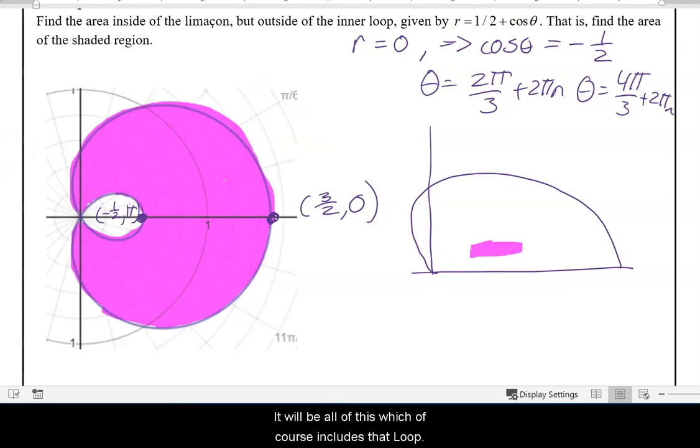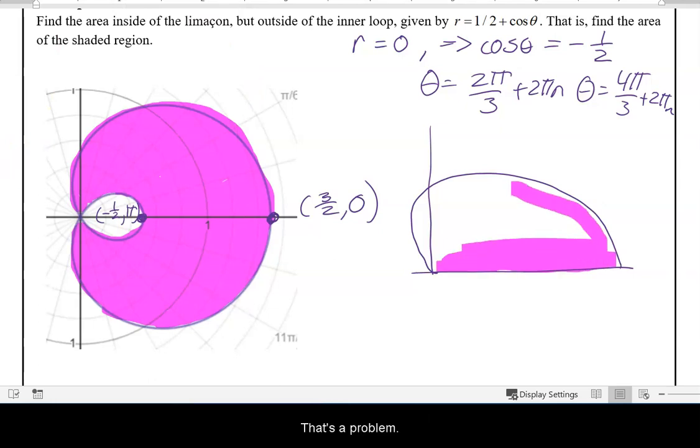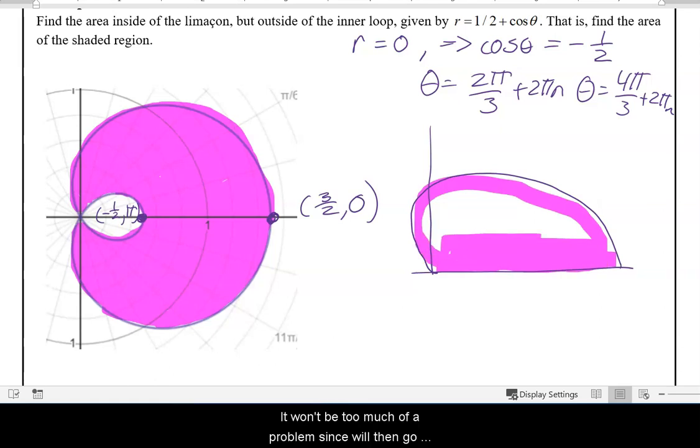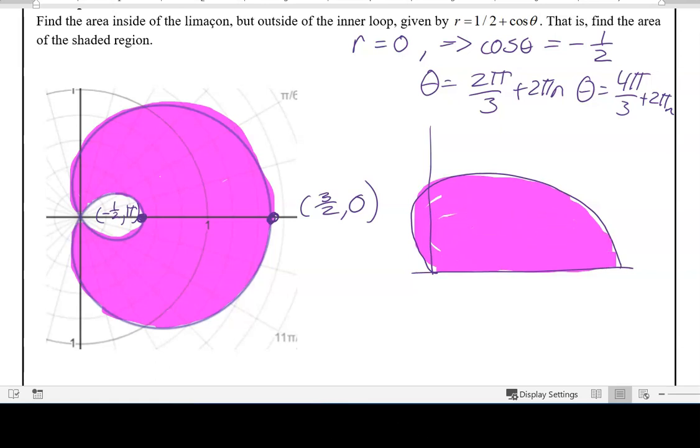It will be all of this, which of course includes that loop. That's a problem. It won't be too much of a problem, since we'll then go back and compute the area in half of the loop and simply subtract it from it. The problem is I didn't want this area that was here inside the loop, but it is going to include it. A windshield wiper blade is straight and it does not bend like this, and it's going to sweep out the whole thing like it's throwing off the snow from your windshield.